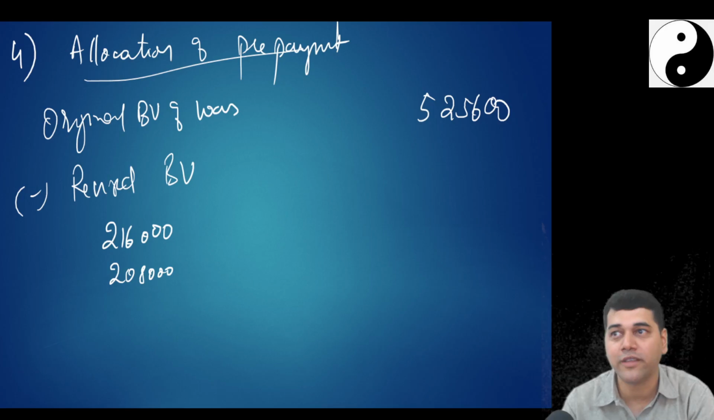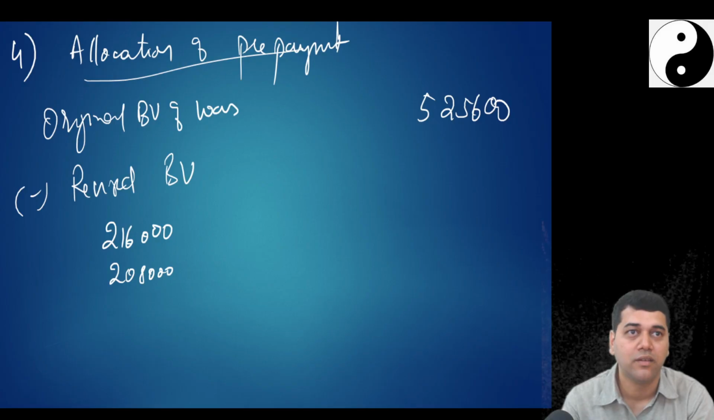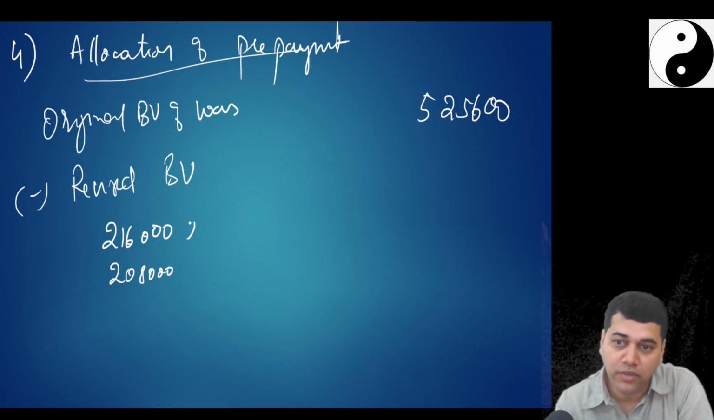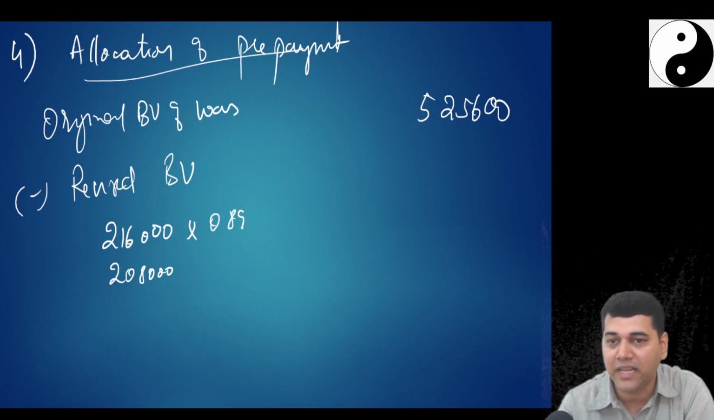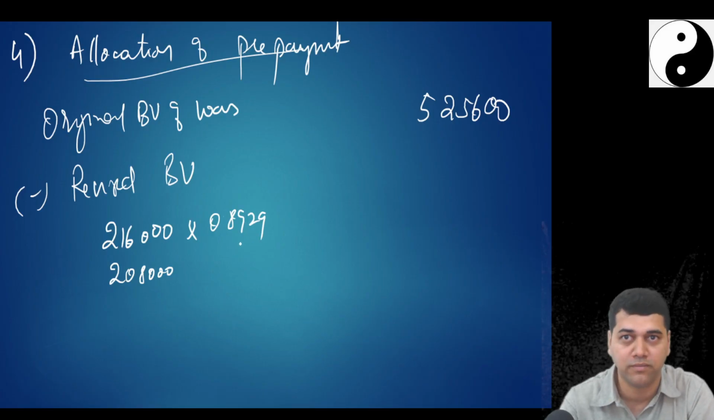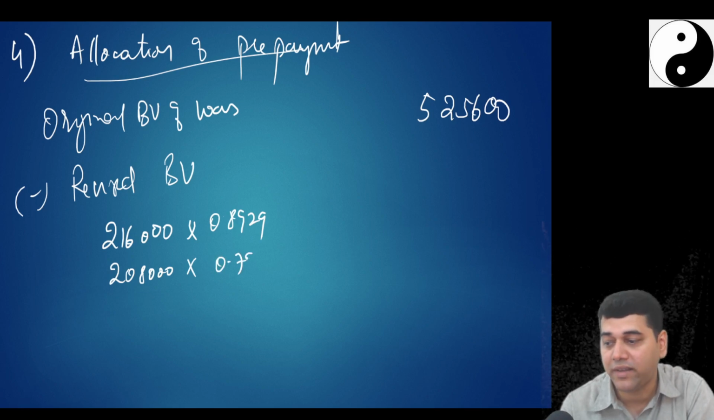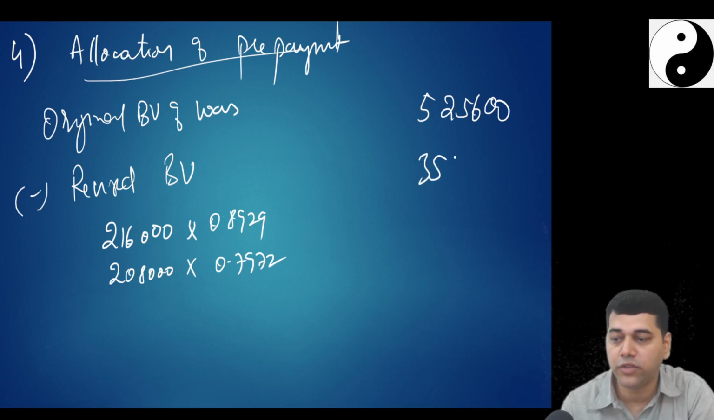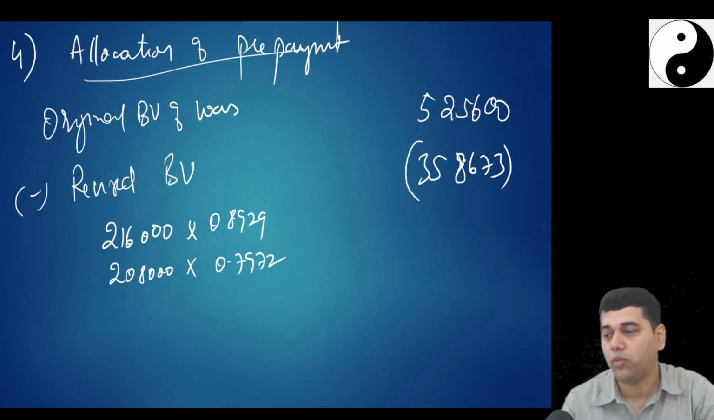In the question, they give you the second schedule, no? After you pay 2 lakh, there is an extra element of this thing. Interest, because there is a slab also. Into this 2,16,000, when you are going to get? After 1 year. So into 0.8929, present value factor at the rate of 12%. 2,08,000, when you are going to get? After 2 years, into 0.7972. This is going to give you 3,58,673.